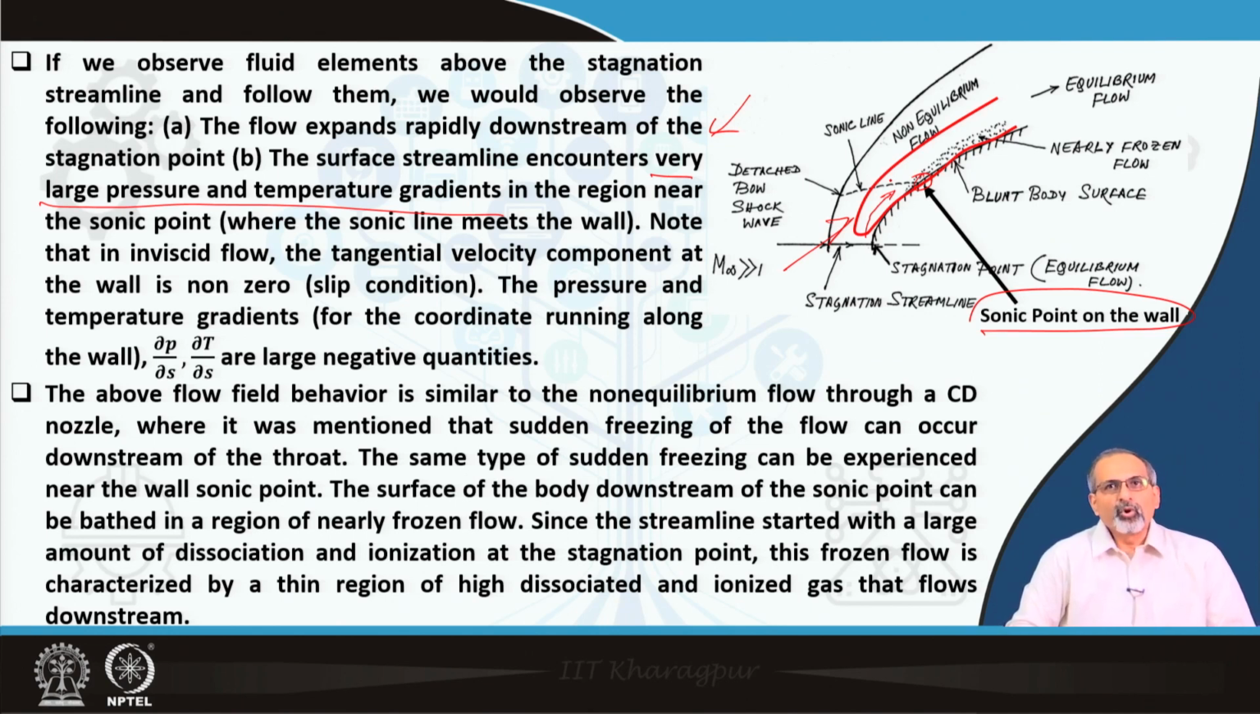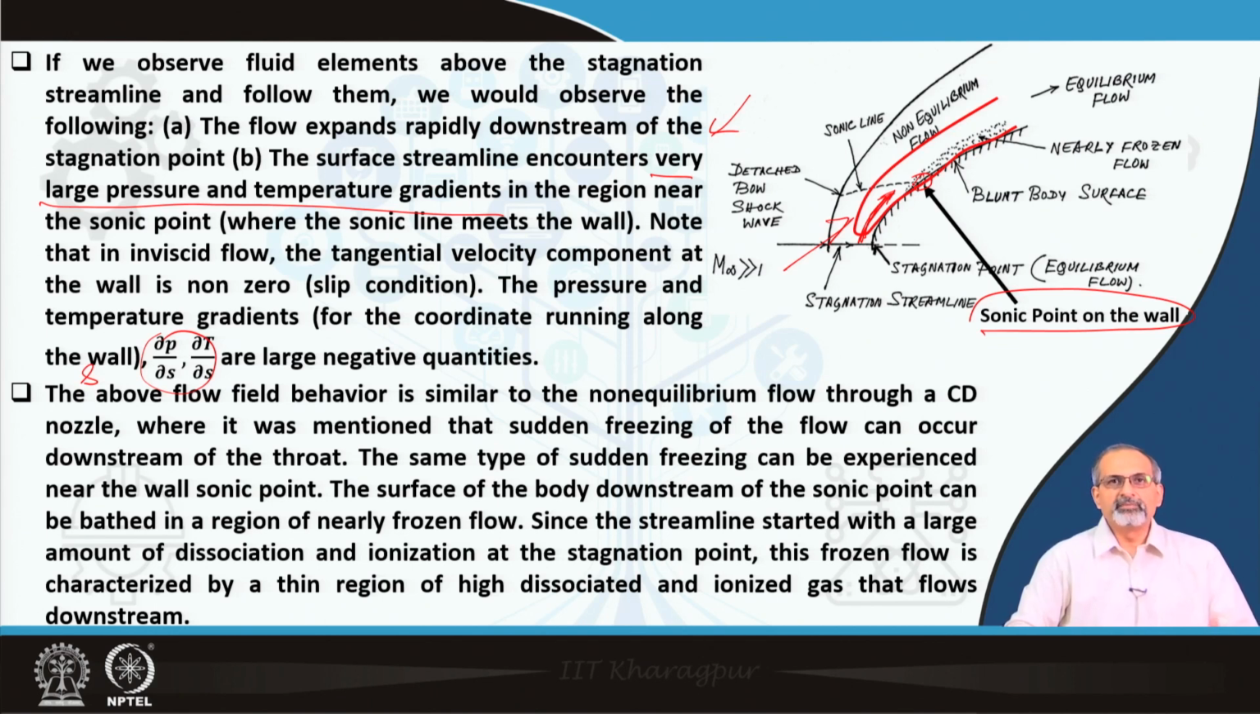And we need to note very importantly that in inviscid flow the tangential velocity component at the wall is non-zero, because it is the slip condition that we refer to, and the pressure and temperature gradients for the coordinate running along the wall, if we name it as S, then these derivatives are large negative quantities. That means, there is a very rapid drop of static pressure, a rapid drop of temperature as you follow this profile along the body surface and you approach the sonic line.